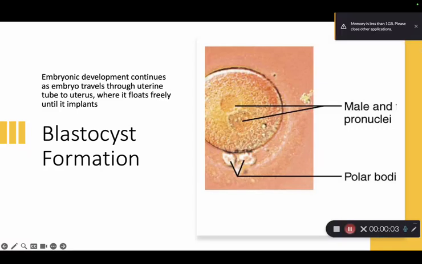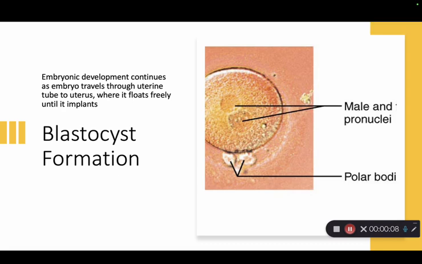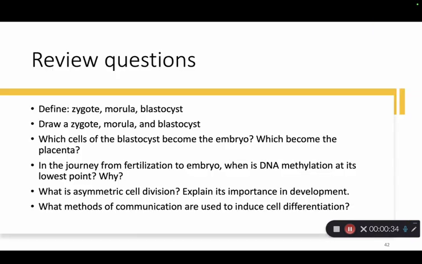As embryonic development continues, the conceptus travels through the uterine tube towards the uterus. By day 4 or 5, it becomes a blastocyst. This is a fluid-filled sphere. At this point, it floats freely in the uterine cavity, nourished by uterine secretions until implantation begins. This transition will mark a critical stage in early pregnancy and is the basis for blastocyst stage IVF embryo transfers.